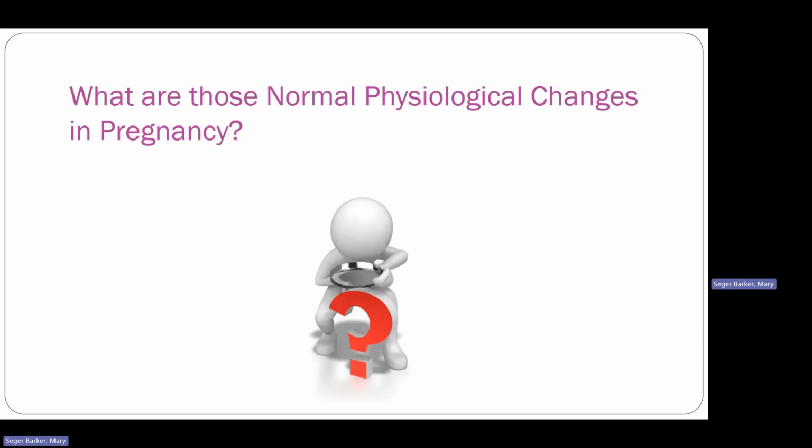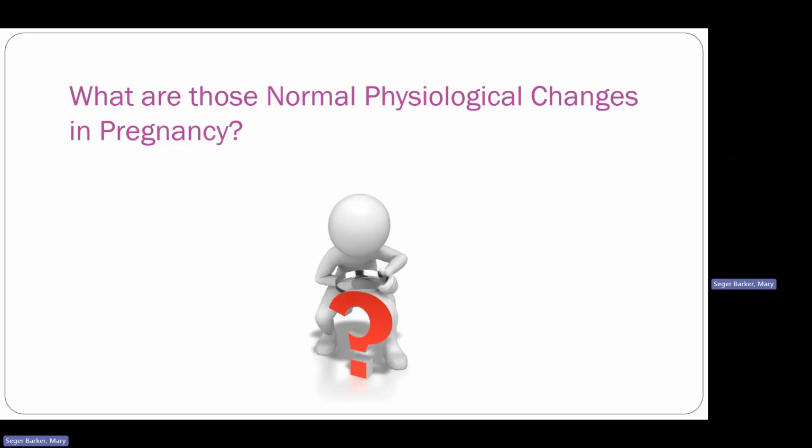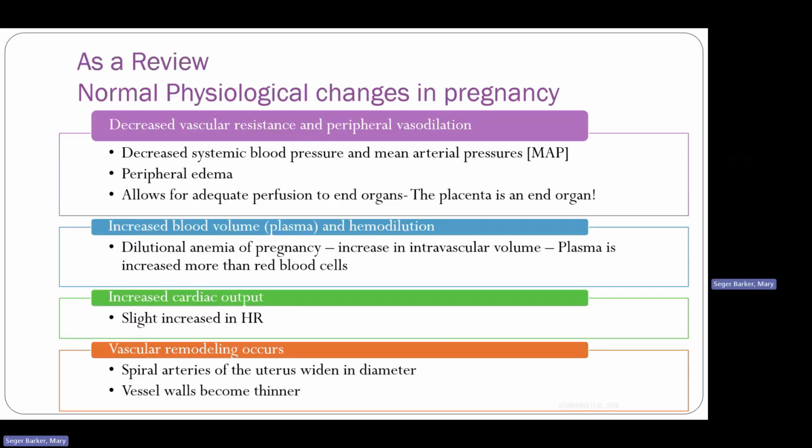So what are those normal physiological changes in pregnancy? This is just a review. We cover these in the hypertension module, but we want to review these. There is decreased vascular resistance and peripheral vasodilatation. This decrease also decreases the systemic blood pressure and mean arterial pressures for pregnant women, and increases peripheral edema and allows for adequate perfusion to end organs in the maternal circulation. And I think in pregnancy, we need to remember that the placenta is an end organ.